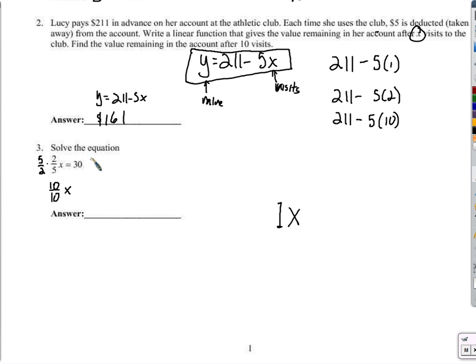So we'll do the same thing to both sides, as we always do. The 2 can cancel with the 30, give us a 15, and 15 times 5 is 75. So 10 over 10 times x equals 75. 1x equals 75. 1 times x is just x. X is 75. So we just multiplied by the reciprocal on both sides, which I'm sure you remember doing, because it cancels. The numerator and denominator become exactly the same, and they cancel each other out.